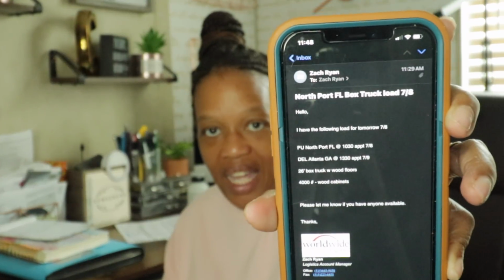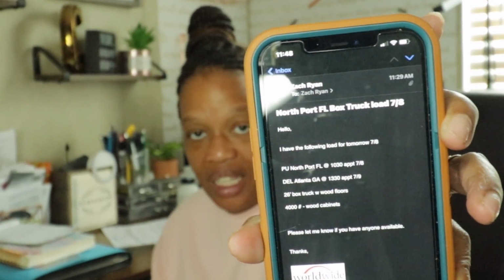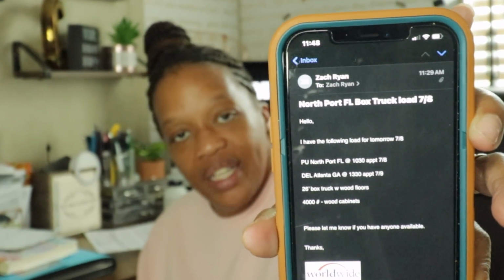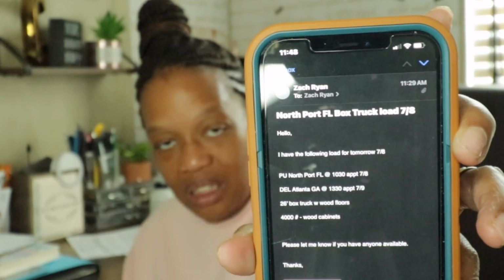I just got an email. We dealt with Worldwide Logistics when we went to Fort Myers. I talked about that a few minutes ago. And I found a load in North Port, which is about 37 miles from Fort Myers, headed back home, on the way home. And every week, this was today. I don't know if you can see it. Today's the 7th. It is marked North Port to Atlanta for 7/8. It's a pickup tomorrow.